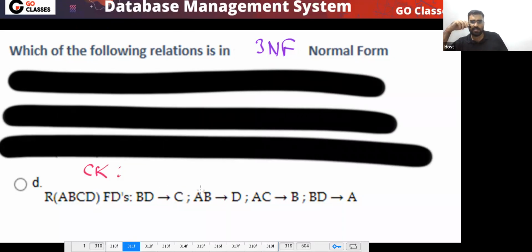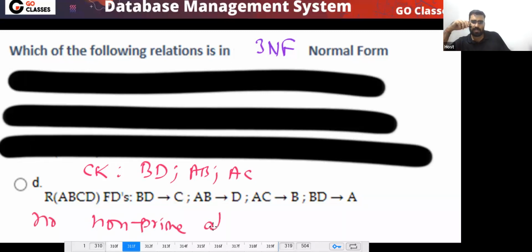A, B, C, D. Okay, so there is no non-prime attribute. If you check what the candidate keys are, I think BD will be a candidate key. You can check it out. BD, AB, AC. No non-prime attribute. So this is in 3NF. There is no problem. So this is in 3NF.